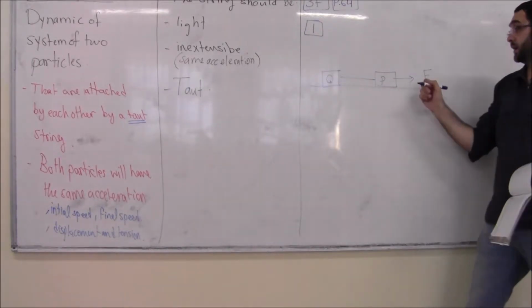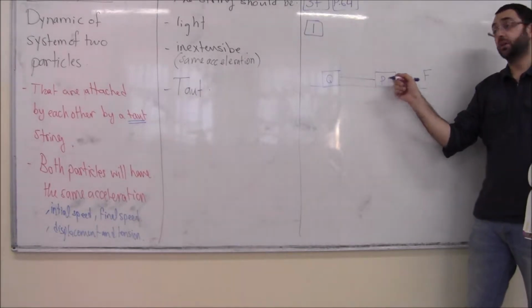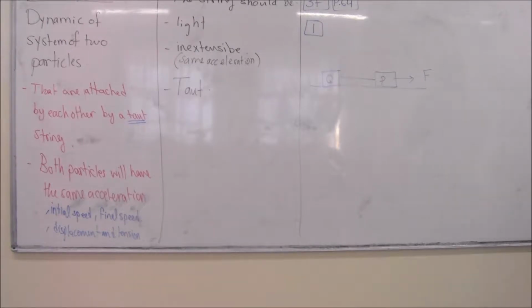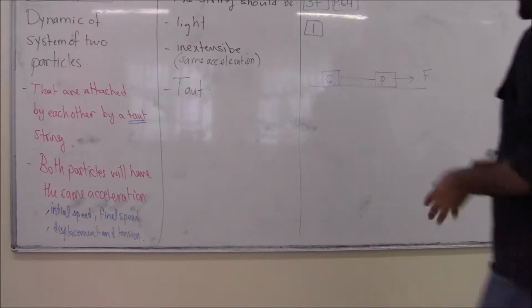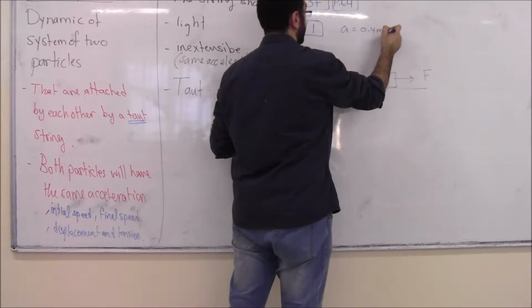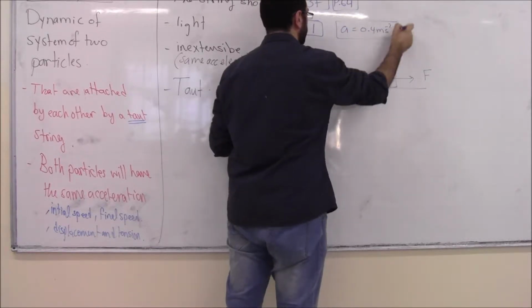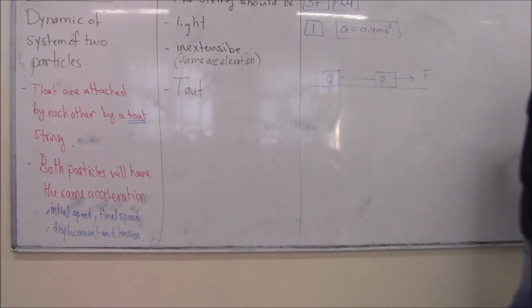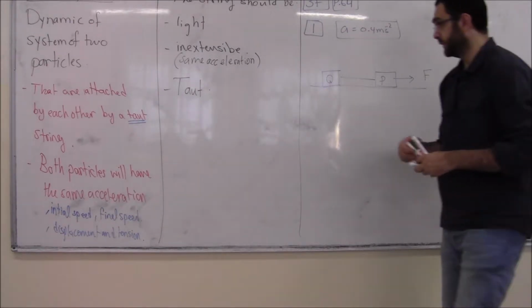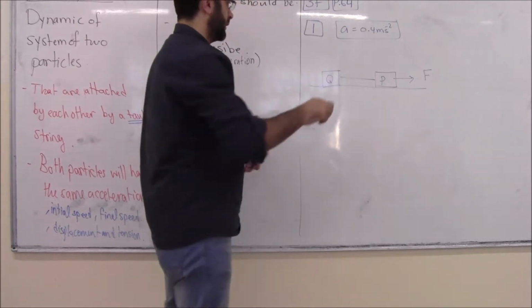Fine? But there is a force F applied on P, in a direction away from Q. When the string is taut, the particles move with an acceleration of 0.4 meters per second squared. Okay, guys? What are we asked to find? F.